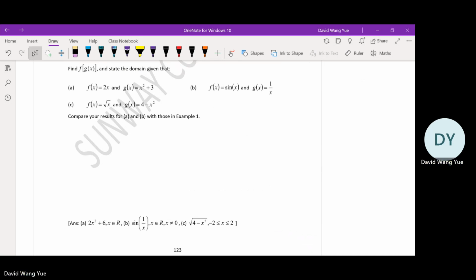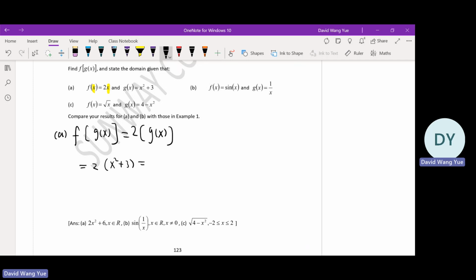Okay, next one. This one also asks you to state the domain. So f(g(x)) means the 2x becomes 2 times g(x). Once again, x is replaced by g(x), g substituted into f. Then that will be 2 times (x squared plus 3), which is 2x squared plus 6.